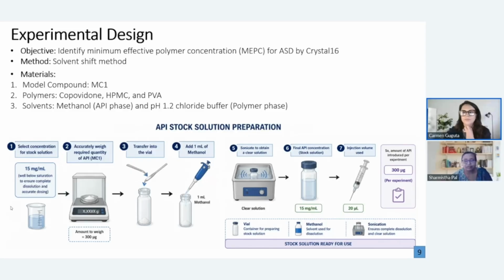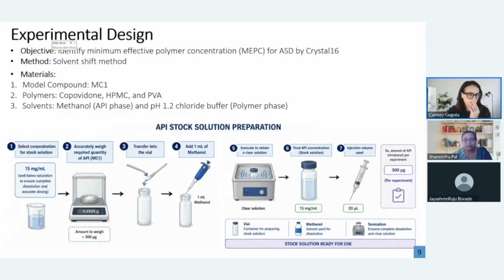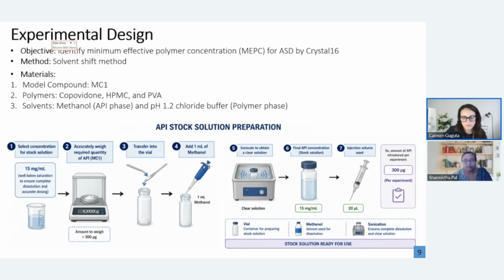So moving further, this slide represents the overall experimental design used in this study. The main objective is to determine the minimum effective polymer concentration for ASDs by Crystal16, and the study is carried out using the solvent shift method, where supersaturation is generated by introducing the API solution into an anti-solvent containing polymer.